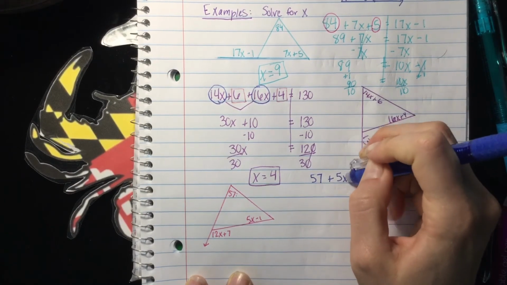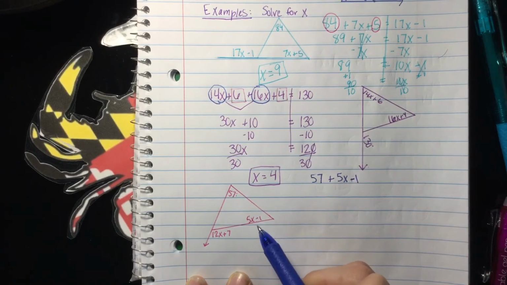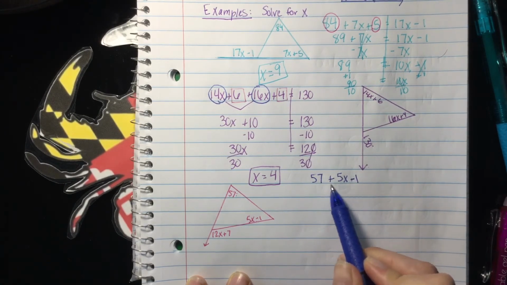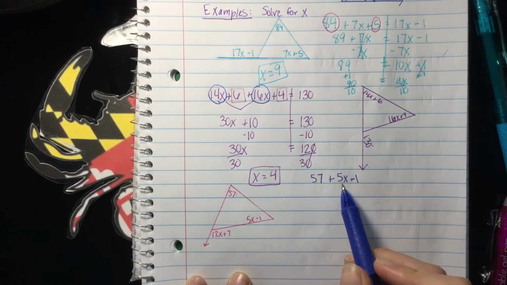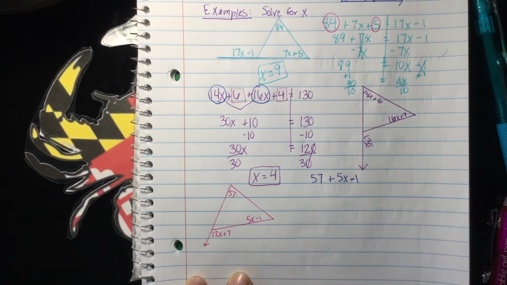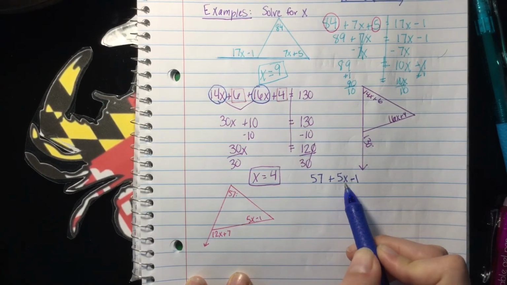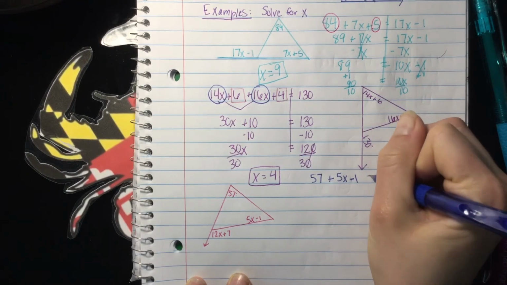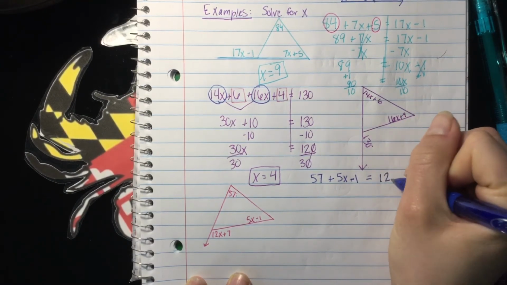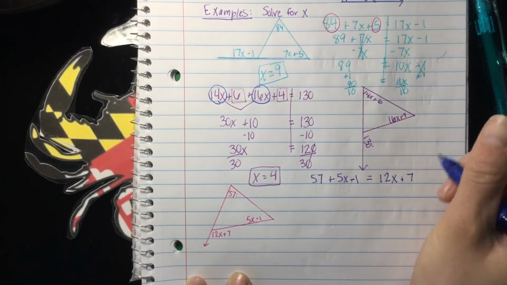Whoa, see? Having these are so important. So your pluses and your minuses, your negatives and your positives. That could have messed up the whole problem. Thank goodness I checked, right? So I've got 57 and then 5x minus 1. Good catch on my part. And then equals 12x plus 7.